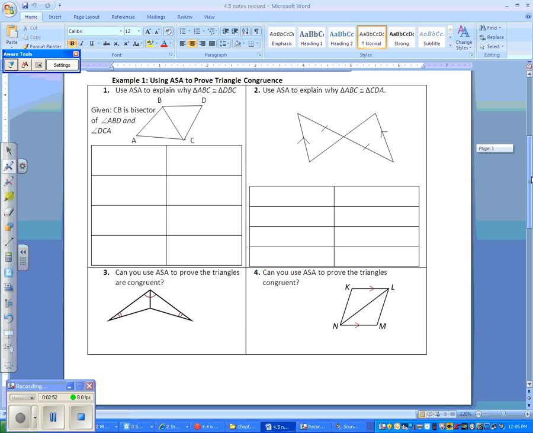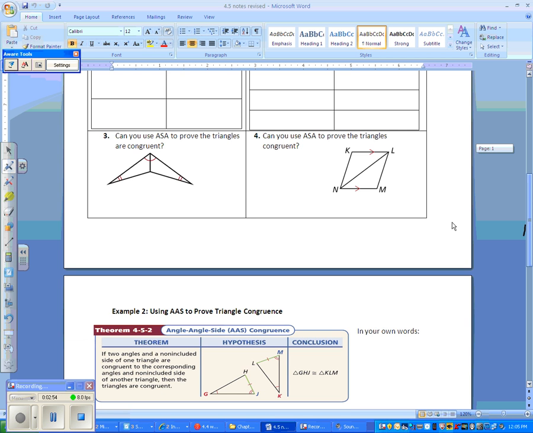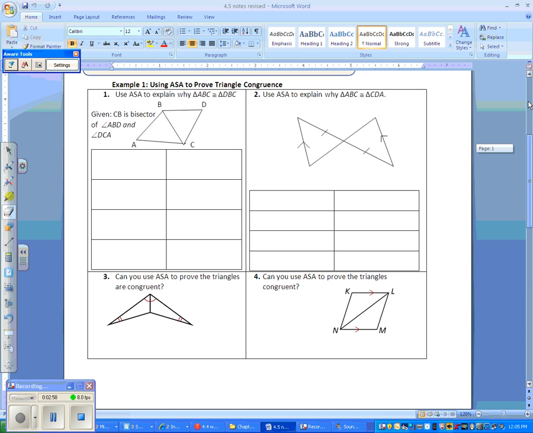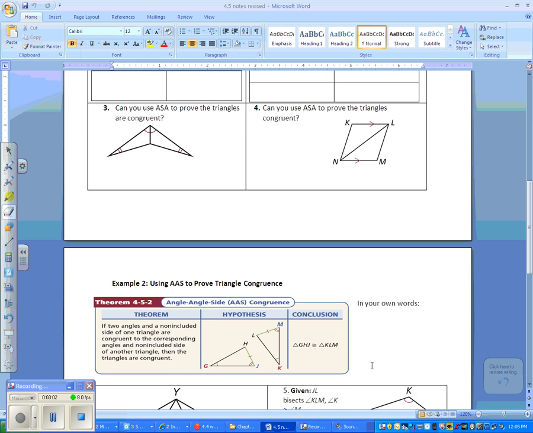Let's look at number 3 and number 4 before we move on. Remember always to look out for the reflexive property of congruence when 2 triangles share a side. So for number 3, it says, can you use ASA to prove the triangles are congruent? I have 2 angles, and the side that they forgot to put a tick mark on was this middle one.